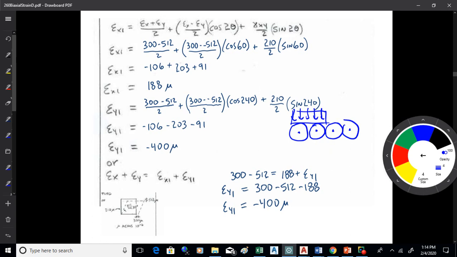Right, so that's the basics of getting the normal strains there. Axial strains, normal strains, whatever you want to call them.